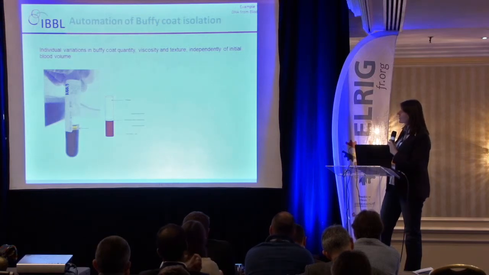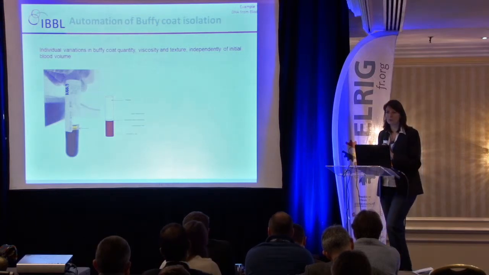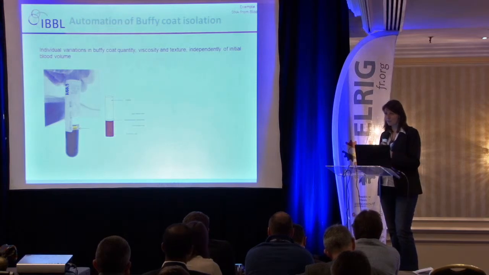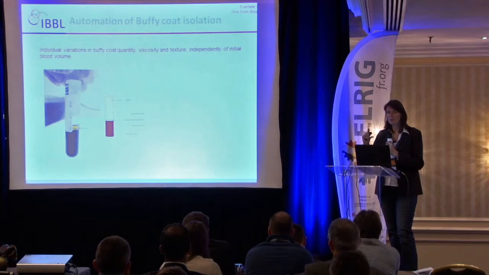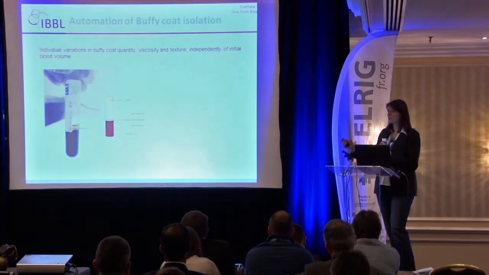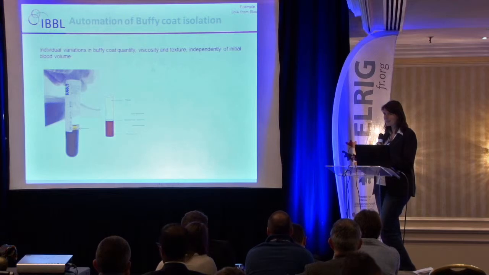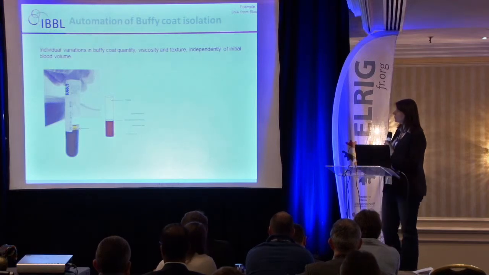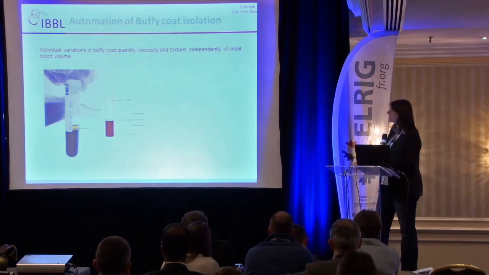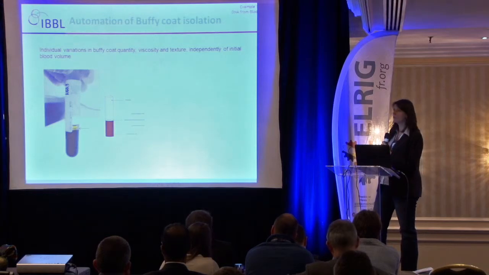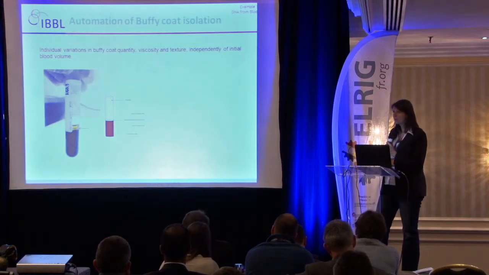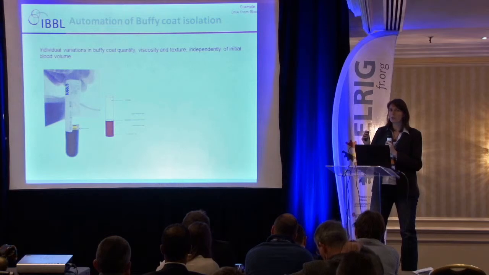So what is the challenge of automating this Buffy coat extraction? First of all, for automation you want to do several samples. Of course, you don't always have the same volume in your blood tubes. So first of all, you will have differences in the volumes because, for example, in this script that we use, we can automate 24 samples at the same time. But then there are also individual variations, even for the same initial blood volume, where you have differences in the Buffy coat composition.